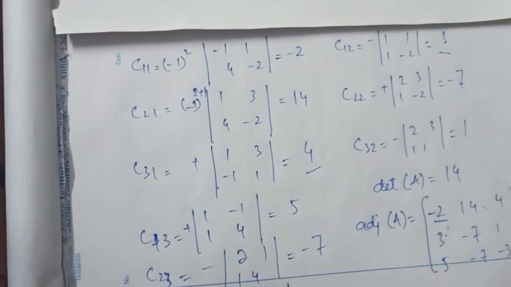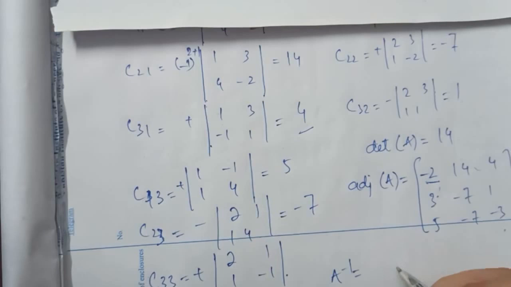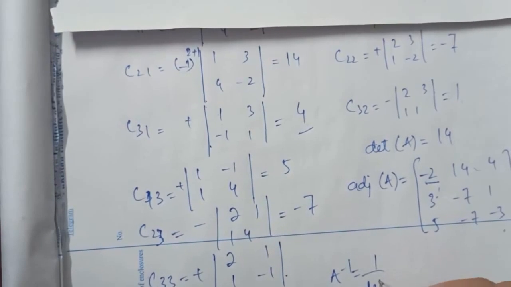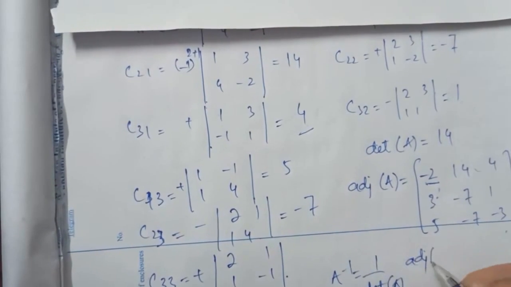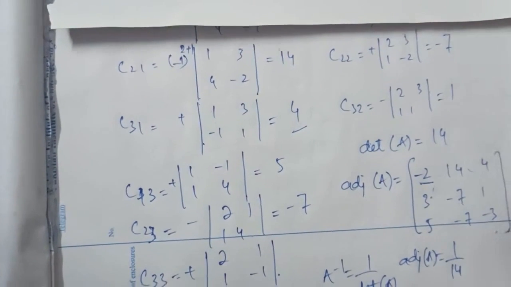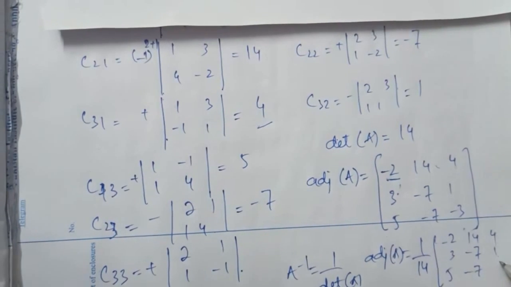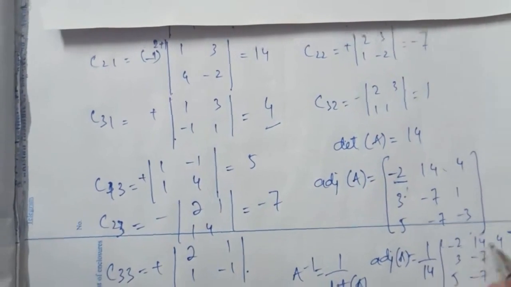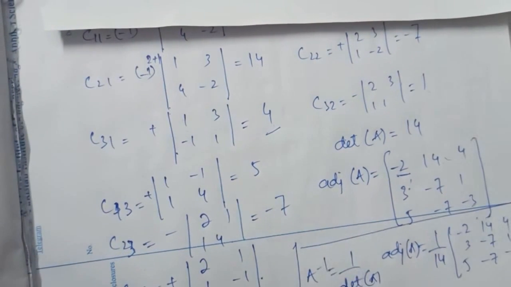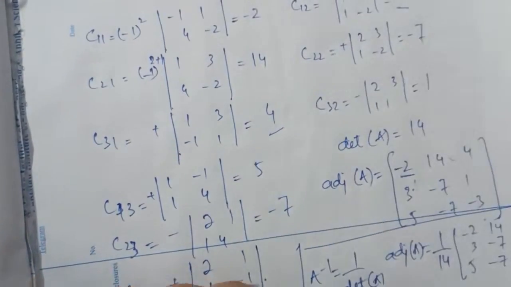Now the inverse will become, we know that it is 1 over determinant of A into adjoint of A. So in this case this is 1 over 14 times minus 2 3 5, 14 minus 7, again minus 7 I think, and 4 1 minus 3. Okay, I hope this is how you calculate the inverse of a matrix.